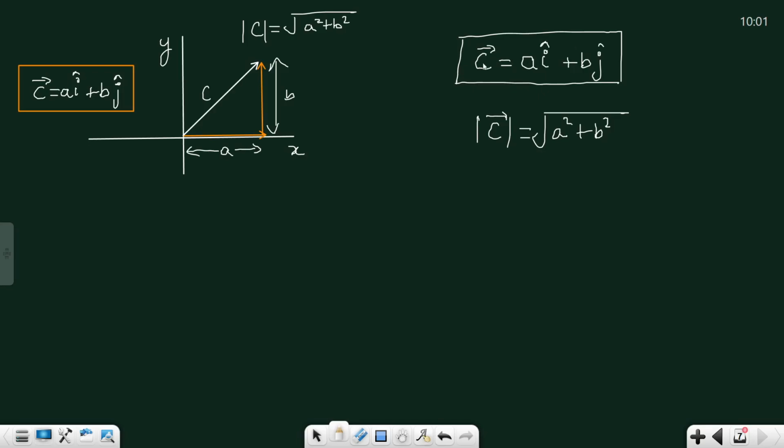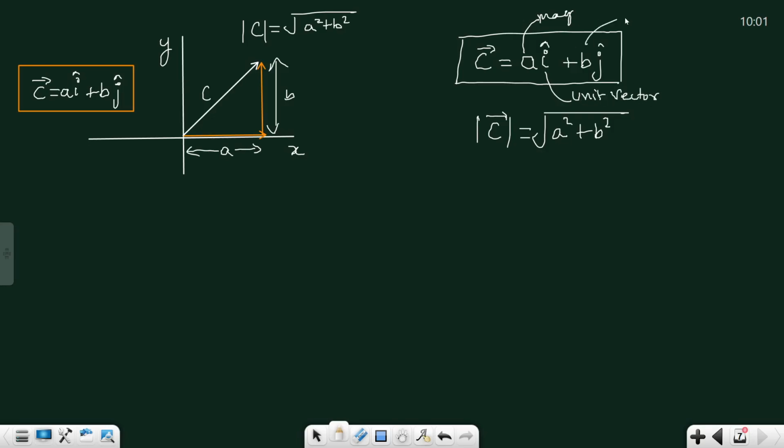But when you have to write this vector, you have to take i and j cap. Right? You have to write it with direction. Did you understand? Yes, sir. Clear? So the A i cap part, is that the unit vector? A is the magnitude, and this is the unit vector, i cap, unit vector.